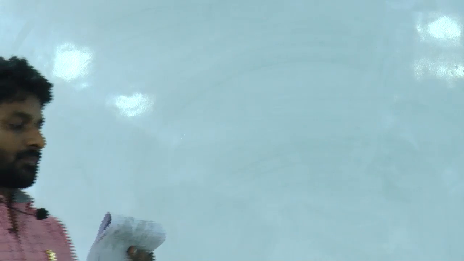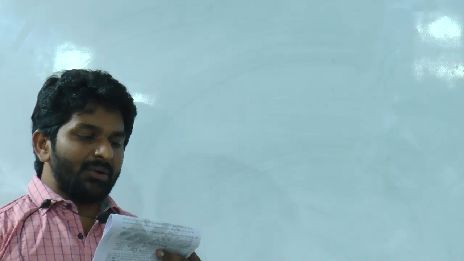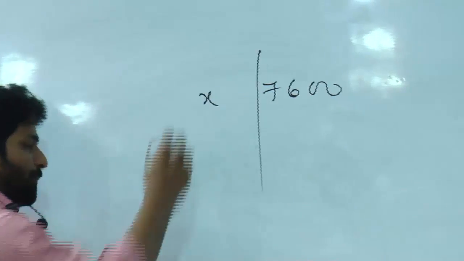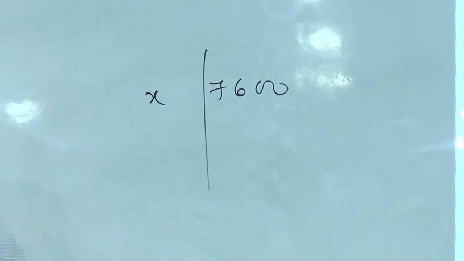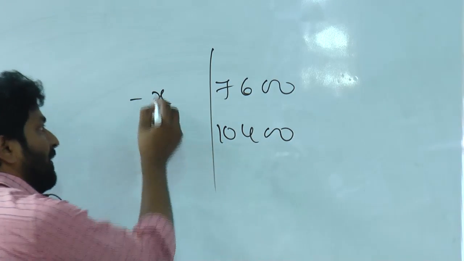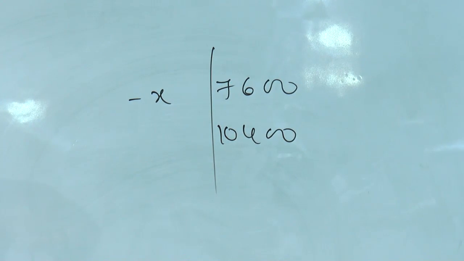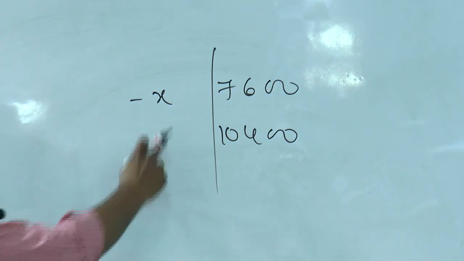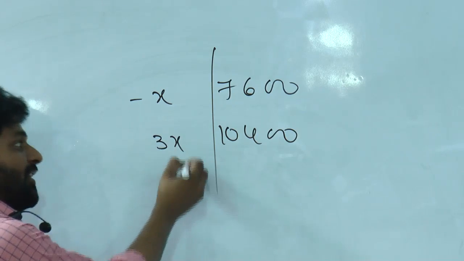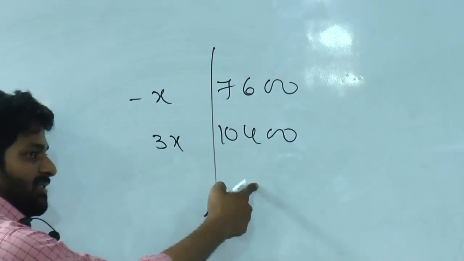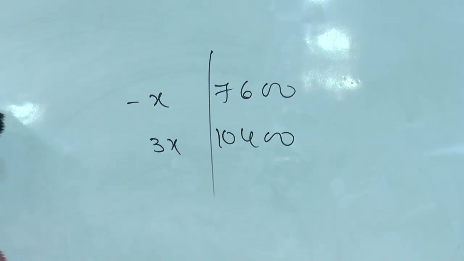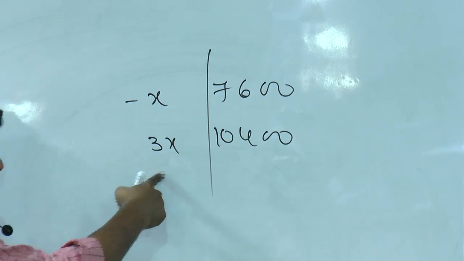We have two values, 7,600 and 10,400. By selling it for 7,600, he made a loss. Let's say we have X rupees loss here. By selling it for 10,400, his gain would have been triple the amount of loss that he already got. So the loss is X, profit becomes 3X. The difference between these two numbers is 2,800. The difference between minus X and 3X is 4X.